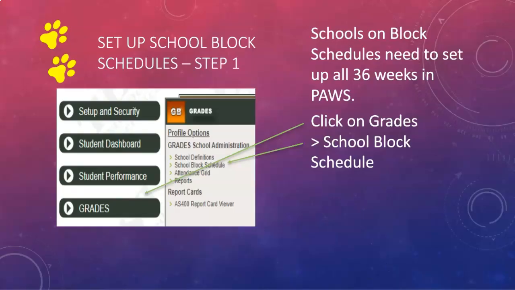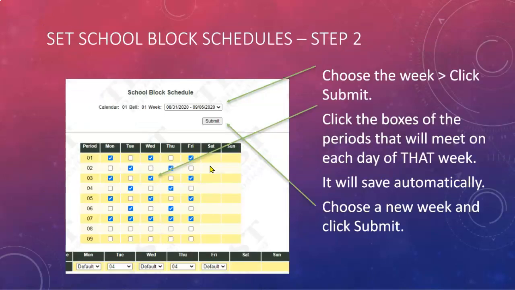Now for the second part of this video, it's about setting up the school block schedules, and we're going to do this in 2 steps. Schools that are on block schedules will need to set up all 36 weeks in Gradebook. So again, you'll click on Grades, but this time you'll choose School Block Schedule. You begin by choosing the week in the drop-down box and click Submit. That just applies the search for which week you want to be looking at.